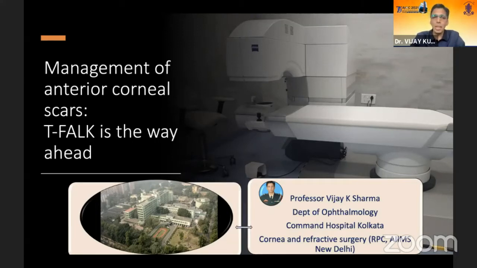I'll be discussing management of anterior corneal scar by an innovative technique, which we have termed tuck-in femtosecond laser-assisted lamellar keratoplasty. There are no financial disclosures.